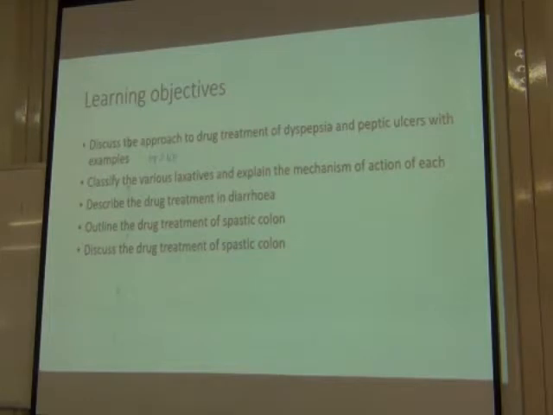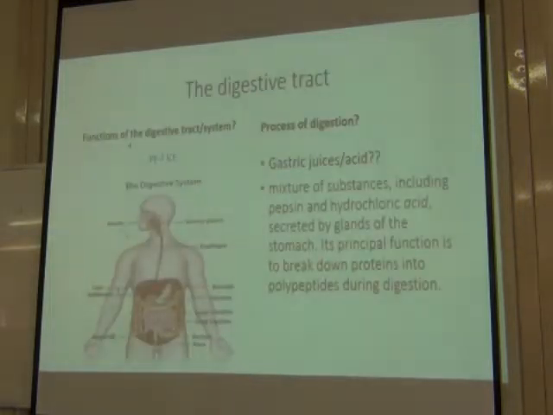So the learning objectives are what we have here, like we usually do at the start of this class. Can I talk about the different conditions? Can I mention what they are and the drugs used for them? The mechanism of action of those drugs. So that's what we need to be able to do at the end of this class.